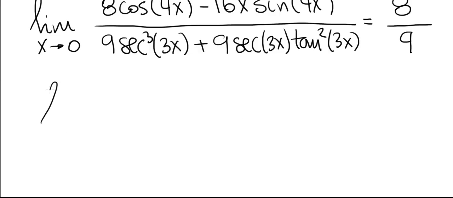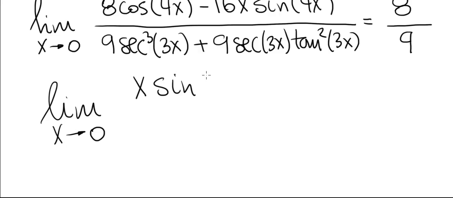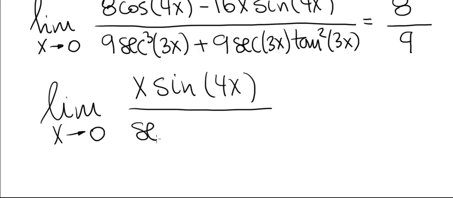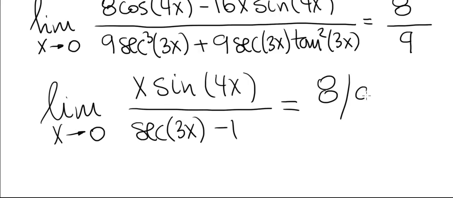So let's summarize. We used L'Hopital's rule twice to evaluate the limit as x goes to 0 of x sine 4x over secant of 3x minus 1, and we found that this limit was equal to 8 over 9.